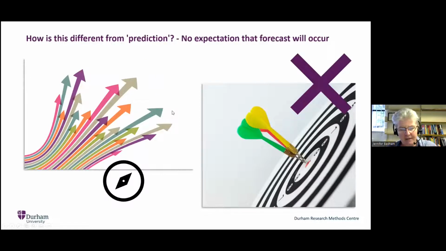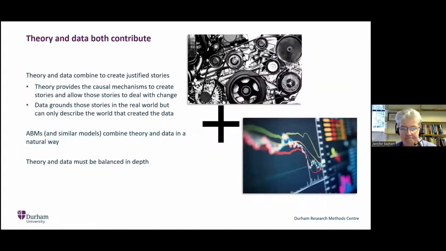So this idea of justified stories and what if is quite different from prediction as such. You know, in terms of, inflation's going to be 10% next year or whatever the current prediction is. We're producing lots of this is the way it could go. That's what justified stories is. These are plausible futures, rather than trying to focus on one particular future and say, this is the one that's going to happen. And to do this, both theory and data contribute. So the theory provides the causal mechanisms to create the stories and allows those stories to deal with change. Because there's theory embedded in the model, we can say, well, what happens if half of the people decide to stay at home?